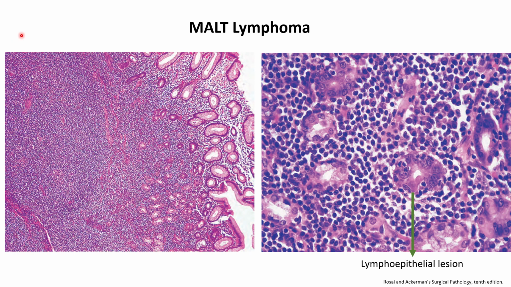These are microscopic images of gastric MALT lymphoma. In the picture on the left, we can see the diffuse population of lymphoid cells infiltrating the gastric mucosa and submucosa. The picture on the right is a higher power view where we can see the neoplastic population of lymphoid cells. And here we can see a lymphoepithelial lesion, where we can see the lymphocytes surrounding and infiltrating the gastric glands. This is referred to as a lymphoepithelial lesion, which is commonly seen in gastric MALT lymphomas.